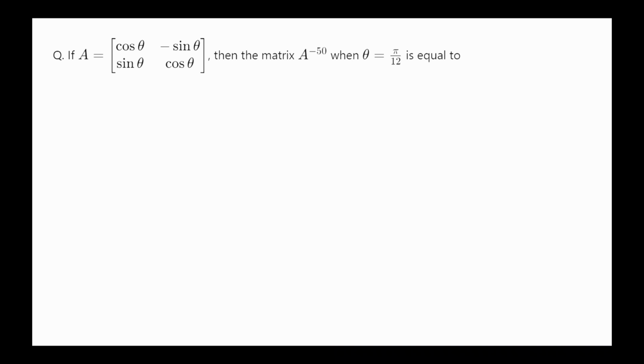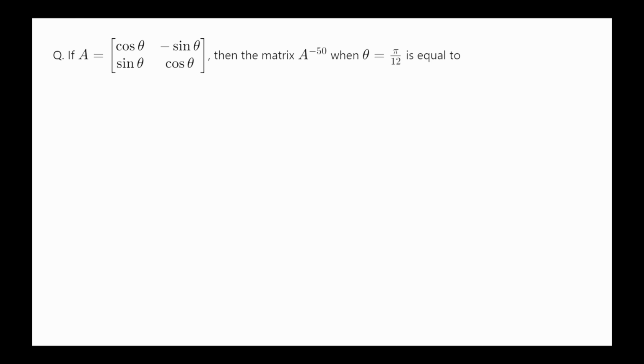So now let's look at this question. Here what has been given to us is A equals [cos theta, minus sin theta; sin theta, cos theta]. Then the matrix A to the power minus 50, when theta is equal to pi by 12, is equal to what? Whenever you are given a question related to matrices and powers, where the power is more than a number you can manually calculate, you're supposed to find some type of pattern that the powers follow.